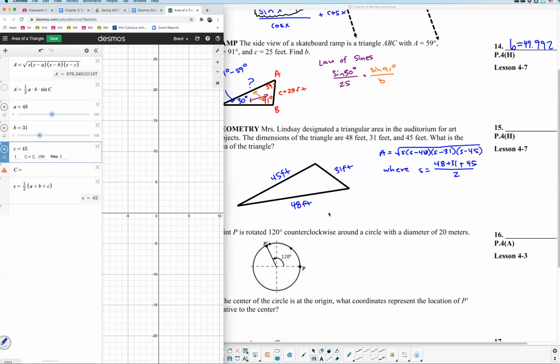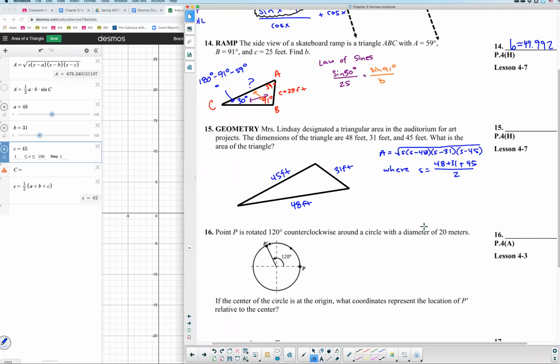Here's my solution. Half the perimeter is 62 feet. The area of the triangle, to the nearest thousandth, I'm going to continue rounding the same, would be 676.340 feet squared, since it's area.